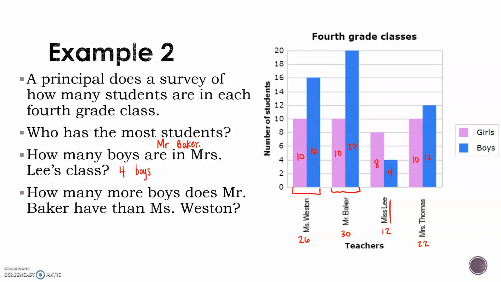And it says how many more boys does Mr. Baker have than Miss Weston? So Mr. Baker has 20 boys. Ms. Weston has 16. So I would take 20 minus 16, and that would give me 4. 4 more boys. I'm not going to make us write full sentences today, but please go ahead and label them. 4 boys, 4 more boys. You don't have to write a full sentence, just give it a label.